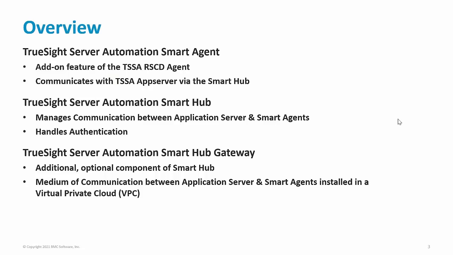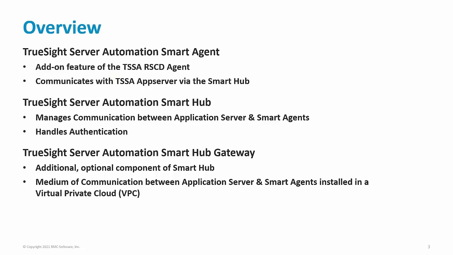Smart Hub is an additional component that acts as a medium of communication between the application server and the Smart Agent. Smart Hub manages the work requests and responses from the application server as well as the Smart Agents. It also acts as a CA and handles the authentication of the clients.